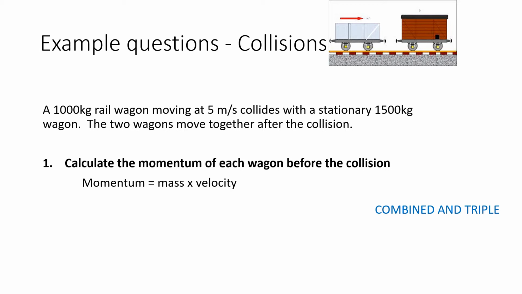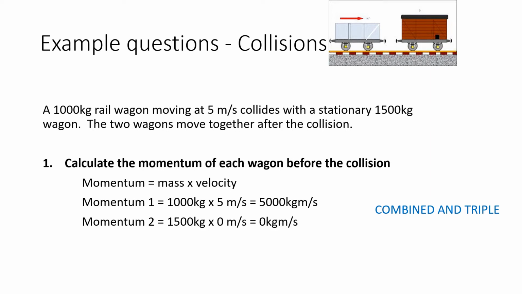So for the first wagon, the 1,000 kilogram railway wagon, it's moving at 5 meters per second. Momentum is equal to mass times velocity, so you just multiply the two together. Make sure you know that the unit is kilogram meters per second, as there's often a mark for this. For the second trolley, it was stationary, but with a mass of 1,500 kilograms. This means that the 1,500 kilograms is multiplied by 0. So overall, the momentum of any object that's not moving is 0.